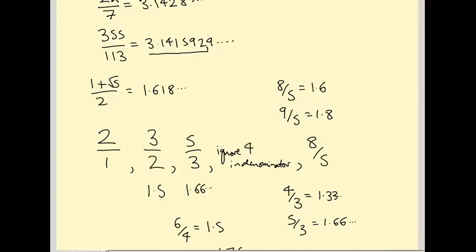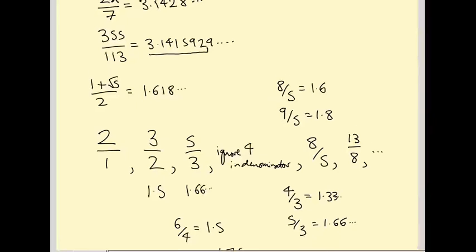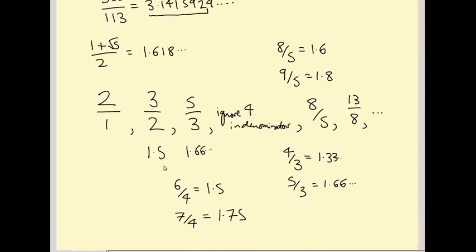Okay, so we've got 2/1, 3/2, 5/3, 8/5. It turns out the next one is going to be 13/8. And now maybe you can start to see a pattern. So what are these numbers? Let me just get rid of this working out here. We don't really need it anymore.